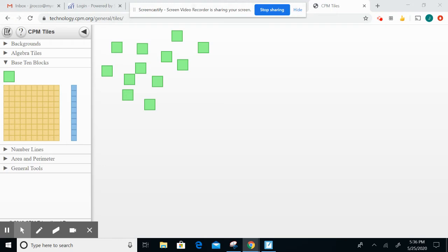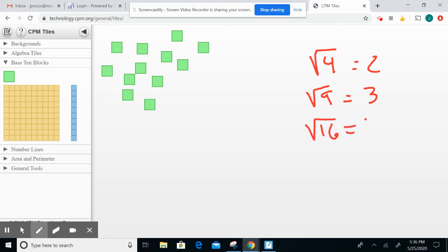These numbers, for example, square root of 4, square root of 9, square root of 16, are all called perfect squares, and they come out to be nice numbers. Everything in between does not. If you take the square root of 5, you're going to get 2.1 something.